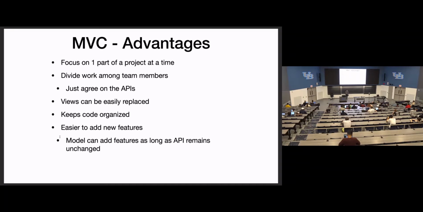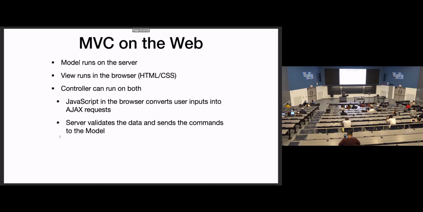Next, it's easier to expand, especially if we want to move into new territory. So say we have a web app, where the view is HTML and CSS, the model is on the server, and the controller is some mix between JavaScript in the browser and some validation code on the server side. That can usually be shared between the client and server.